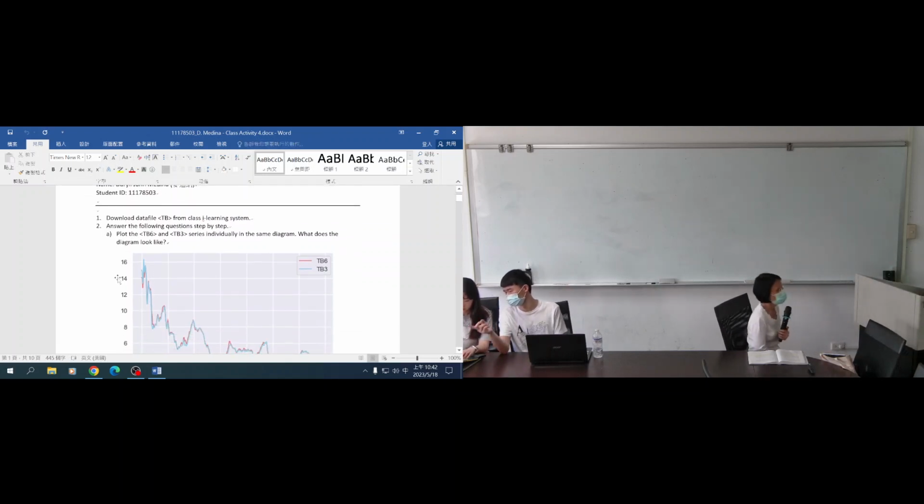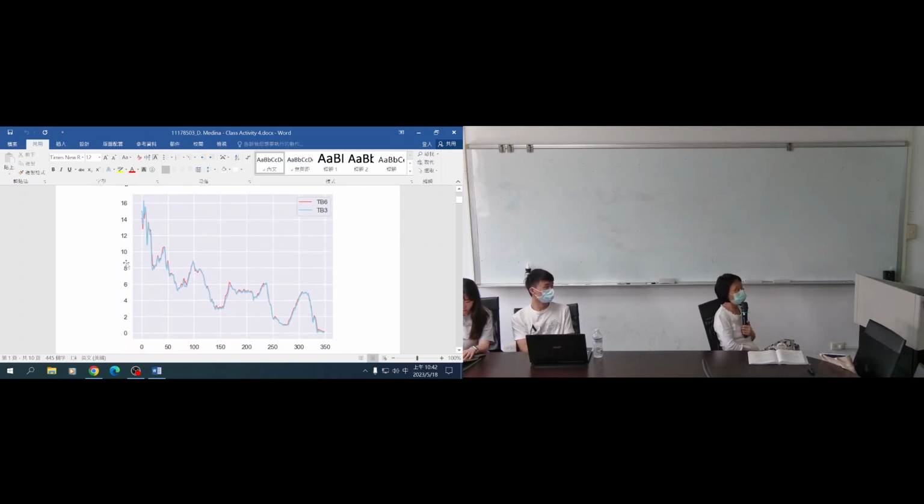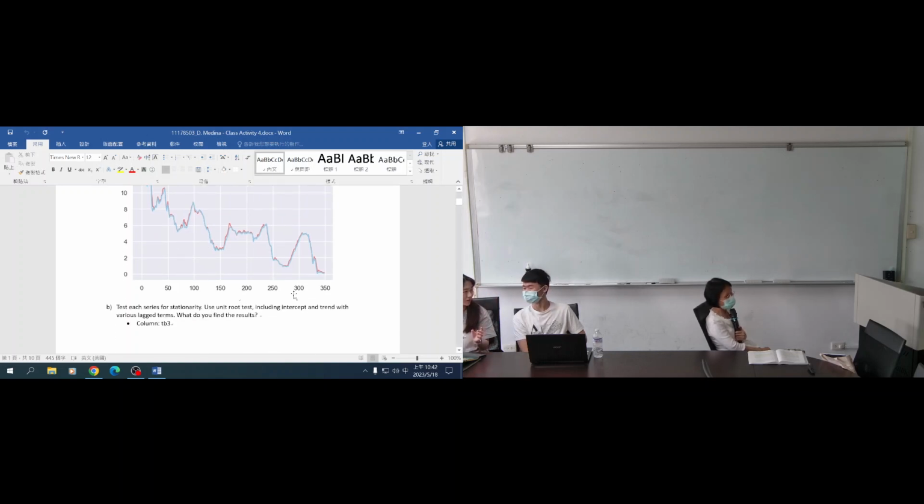Good morning. This is the graph for TB6 and TB3 on a single diagram. As seen here, almost both of them follow a similar trend, going down through the values or the time series.